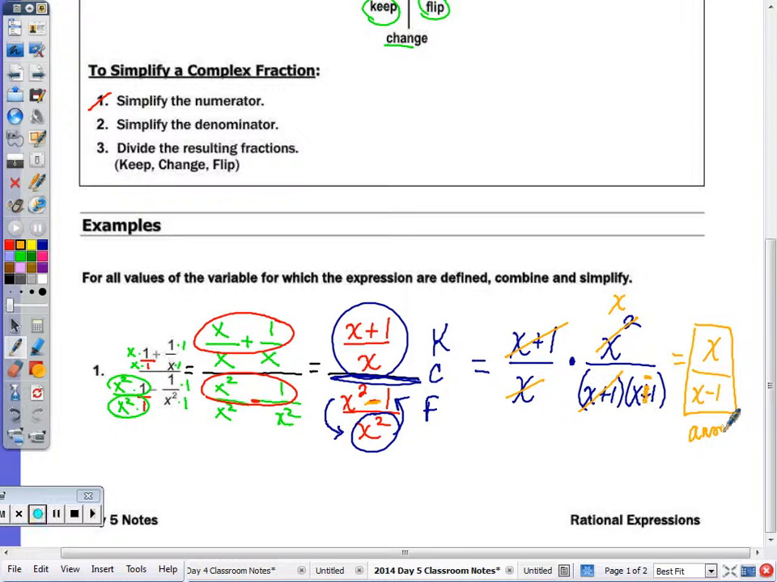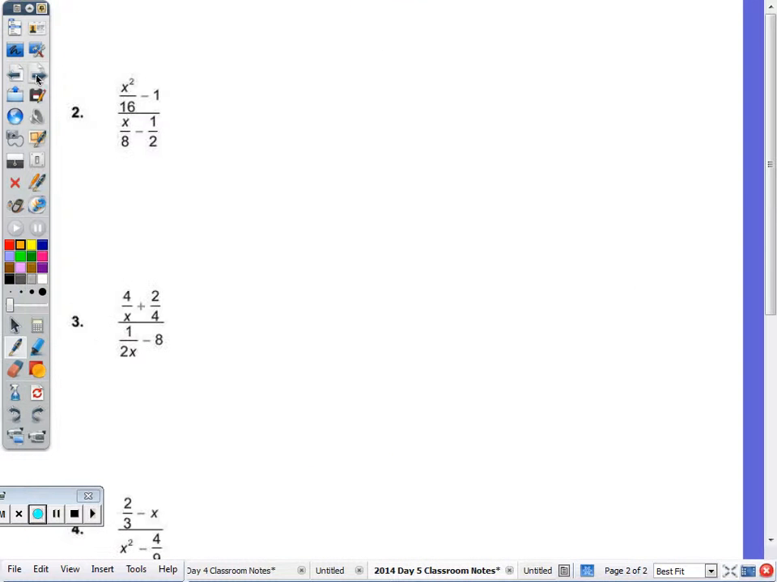So we're going to do the same thing. We're going to get our numerators simplified, our denominator simplified, do the keep, change, flip, and now I have a multiplication problem. So the first thing I'm going to check is that I have fractions on both sides. So in the numerator, multiply this side by 16, this side by 1, and I end up with x squared over 16 minus 16 over 16.